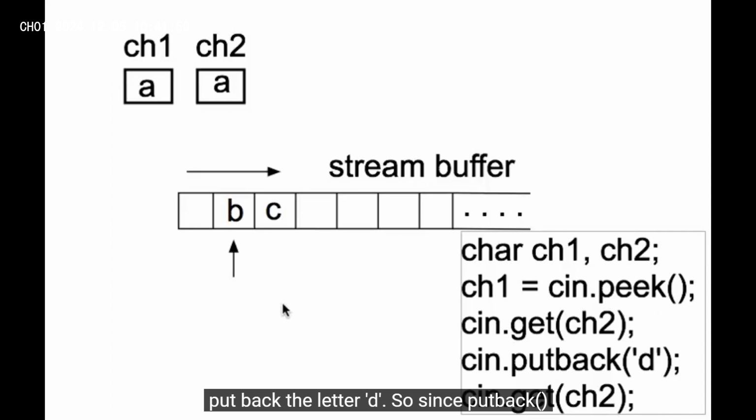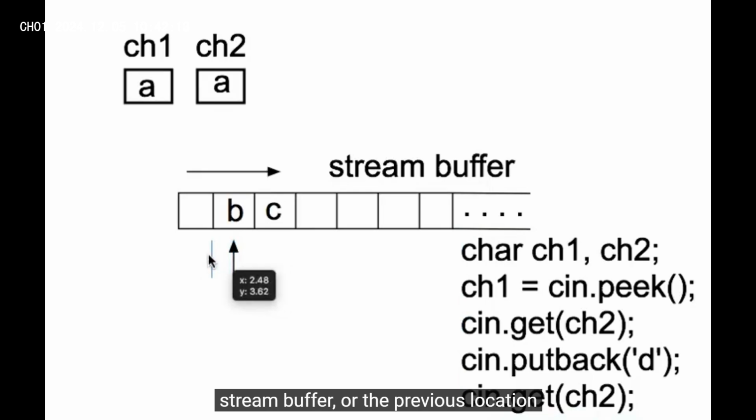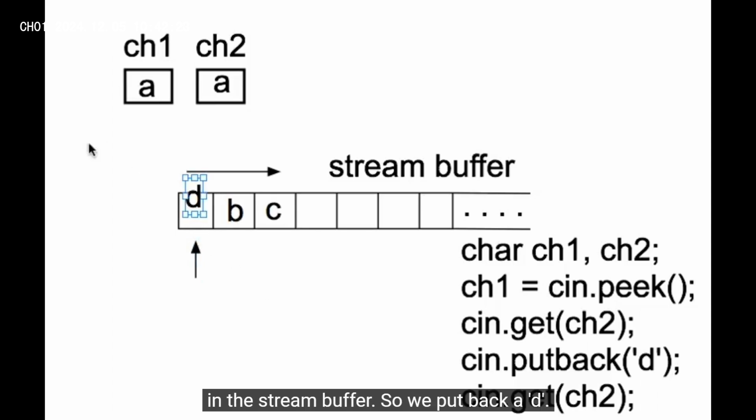Since putback works the same way as get, only in reverse, the first thing we're going to do is move the pointer back over to the previous location in the stream buffer. And then we will place a D right there in the stream buffer. So we put back a D. So that's how putback works. It's the opposite of get.